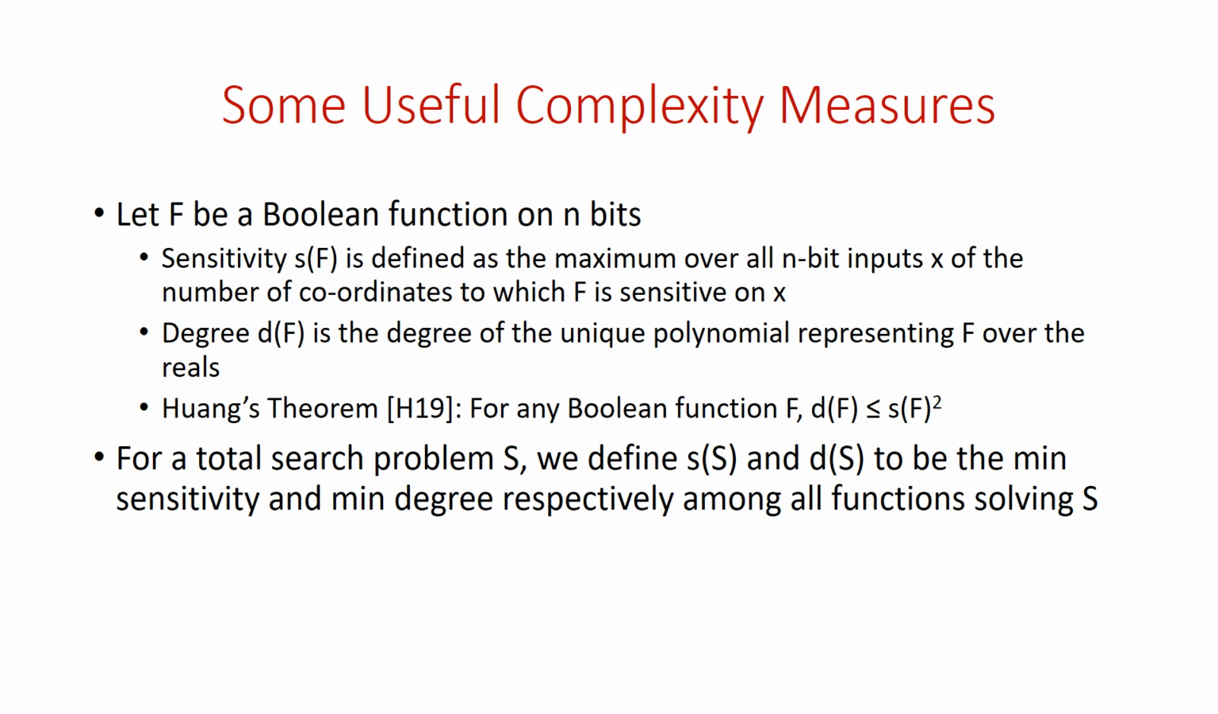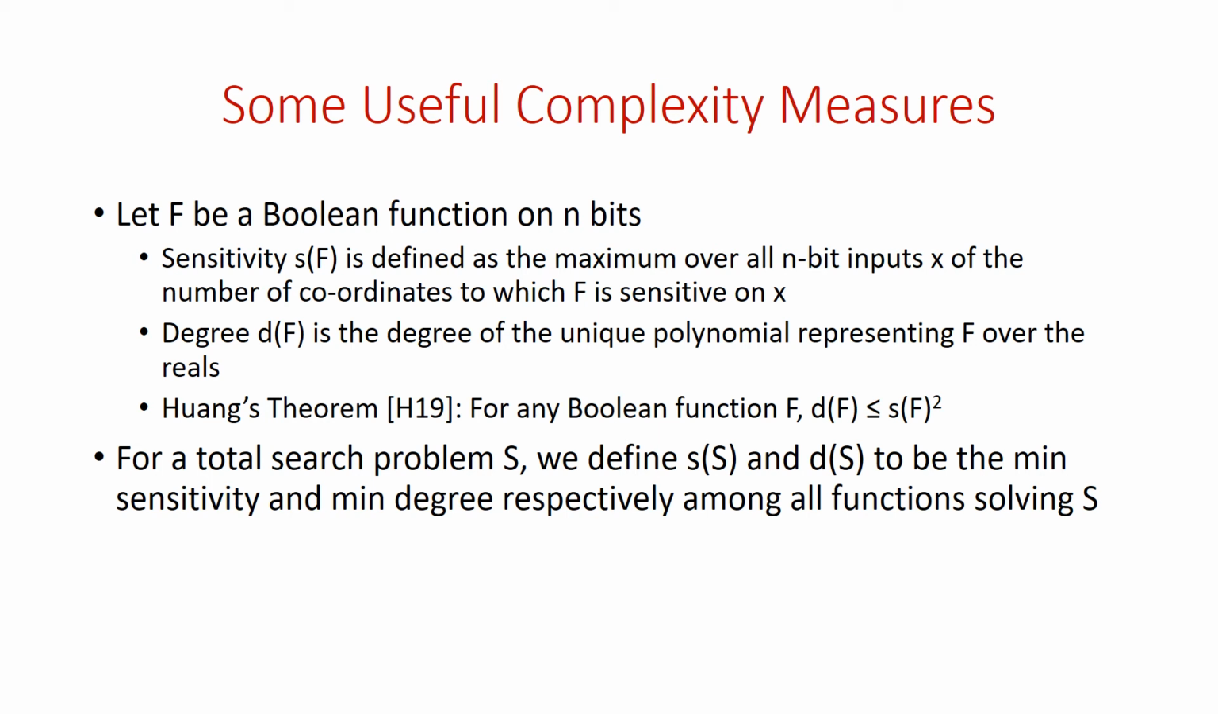So let f be a Boolean function on n bits. The sensitivity s of f is defined as the maximum over all n-bit inputs x of the number of coordinates to which f is sensitive on x. Namely, on any input x, consider which input bits would change the output of f if they were flipped. That's what it means for f to be sensitive on x on the ith bit: if you flip the ith bit, then the value of f also flips. So that's the sensitivity at an input, and the sensitivity s of f is just the maximum over all n-bit inputs of the sensitivity on x.